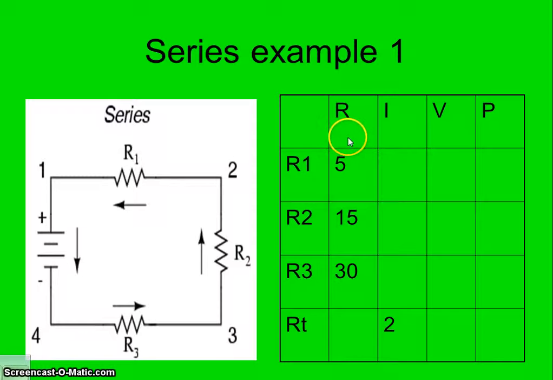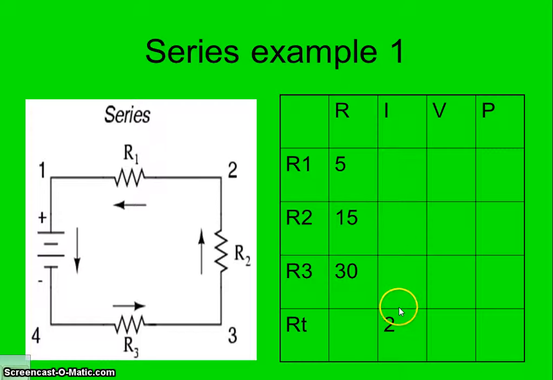Now, this is set up very special. R times I will give you V, and I times V gives you P. A little rhyme there so that you can remember. So R times I equals V, I times V equals P. Now, when you're looking at resistance, if you take all the resistors that you have in this series and add them up, you'll get your total resistance. What that basically means is if I were to take those 3 resistors out and replace them with one single resistor, that's what my total would be.